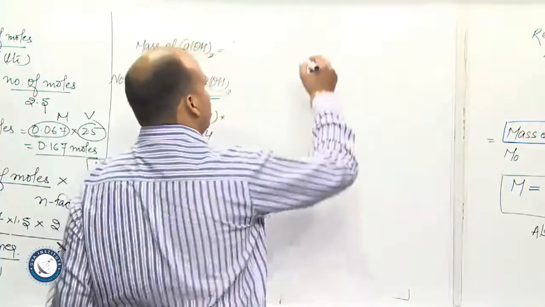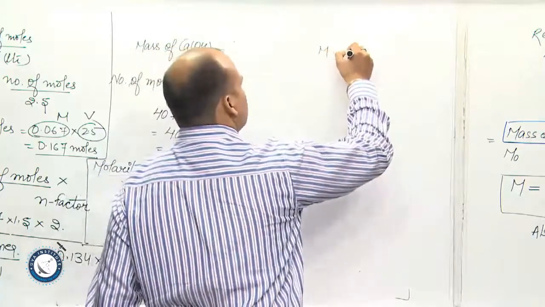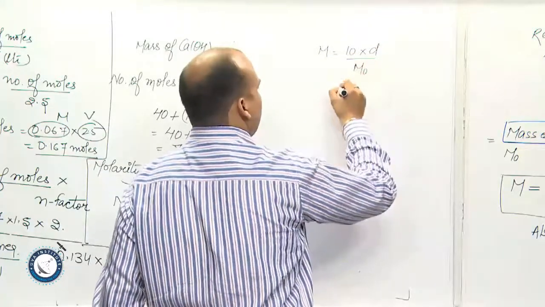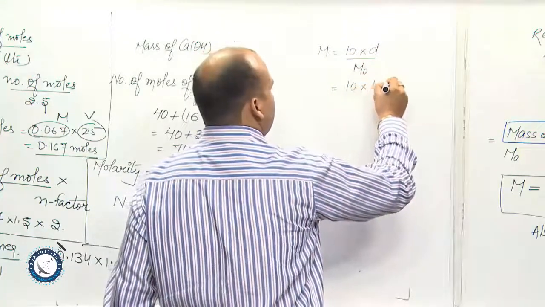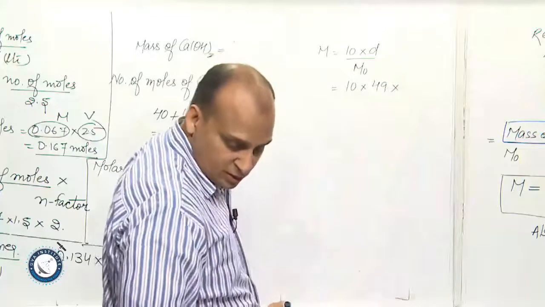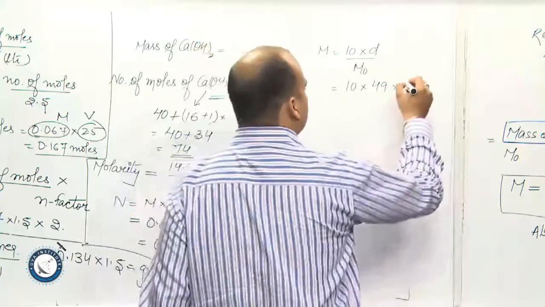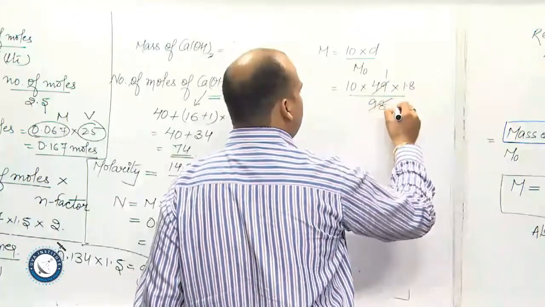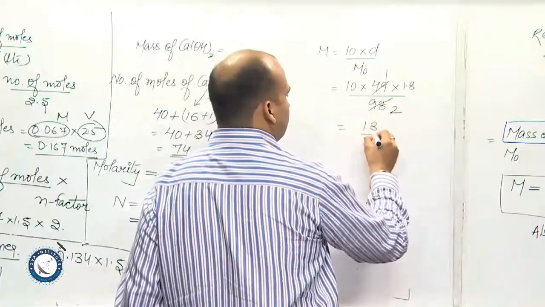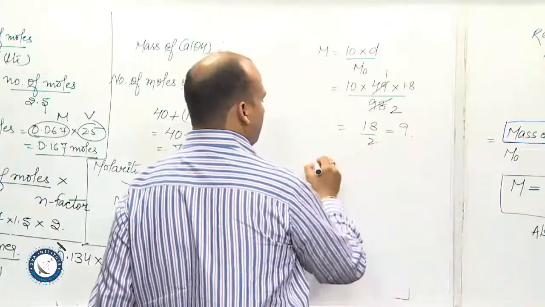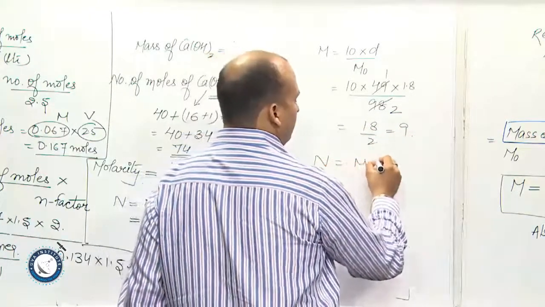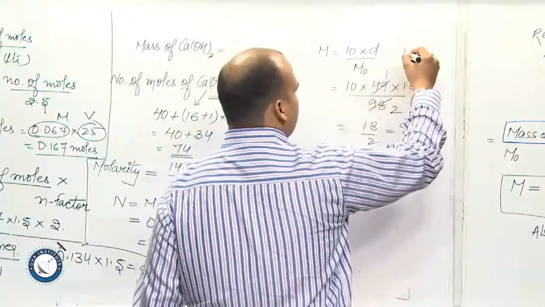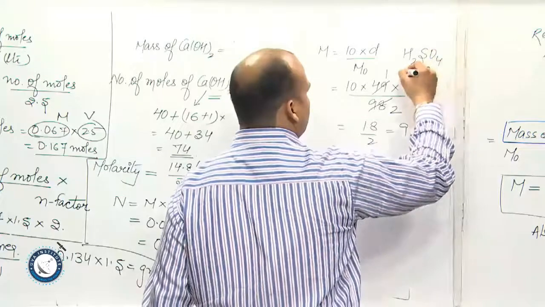It says concentrated H2SO4 has a density of this and percentage by mass is this. Calculate the molarity. The answer was very simple. Molarity is equal to 10 x d by M naught. What is the weight percent? 49. Density is given to be how much? 1.8. What is the molar mass of H2SO4? 98. 49 ones are 49, 2s are 98. So this is 18 by 2, which is equal to 9. Normality is equal to molarity into n factor, which is equal to 18, because it is H2SO4, the n factor is 2.